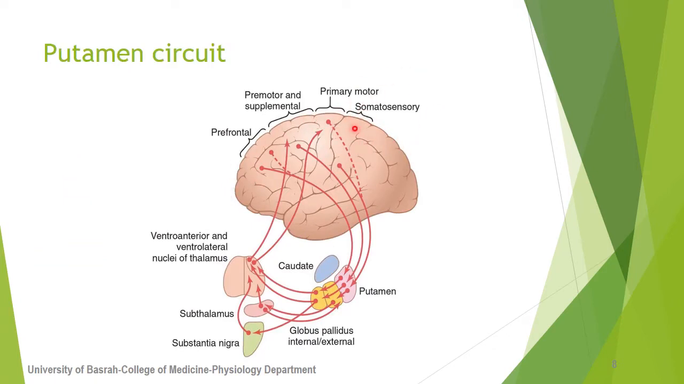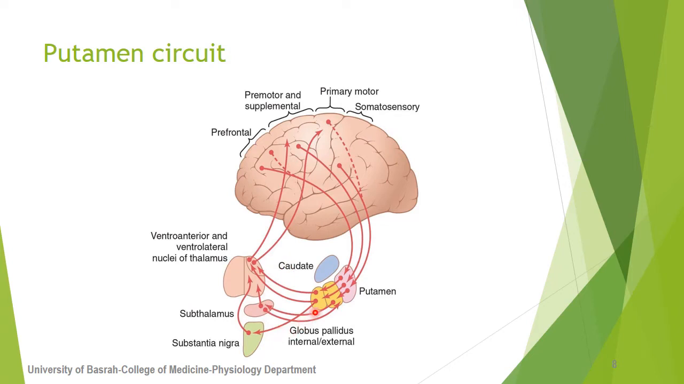This is the motor cortex, and this is part of the somatosensory cortex. The projecting neurons started from here and passed to the putamen, bypassing the caudate, and will not pass in the caudate. Then projecting neurons pass to the globus pallidus, the internal portion mainly. From here, it continues to pass to the ventroanterior and ventrolateral parts or nuclei of the thalamus to come back again to the motor cortex.